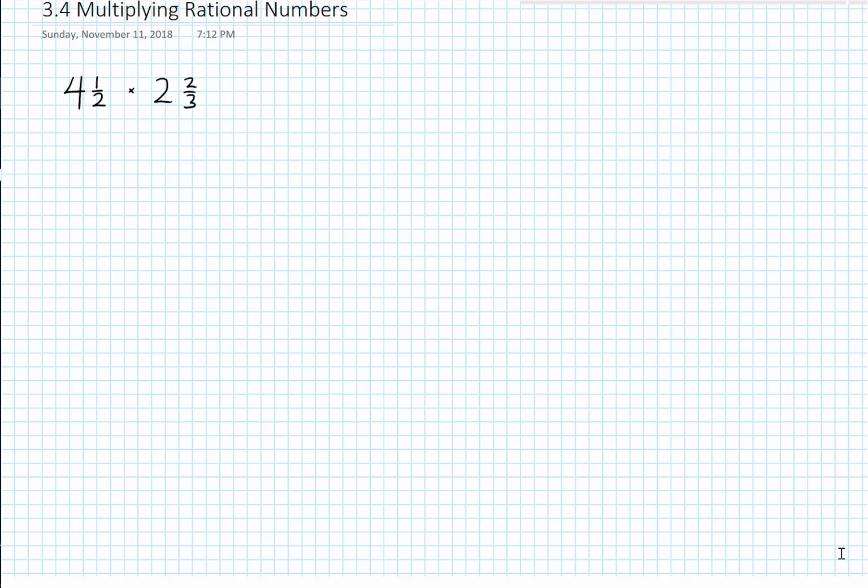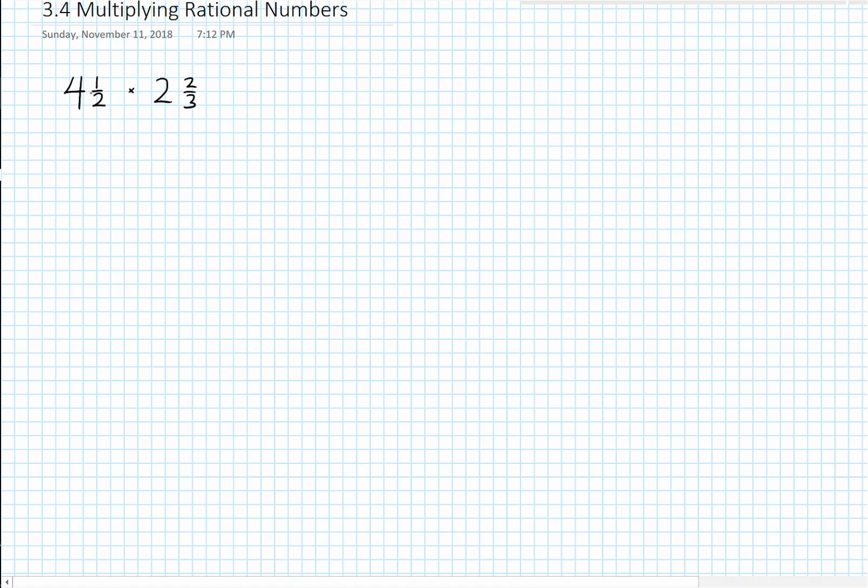4.5 times 2 2/3. Now here, you definitely do not want to deal directly with the mixed numbers. The first task here should be to convert the mixed numbers into common fractions. So let's do that for 4.5. You can do that off to the side, or by now hopefully you're getting practiced enough.